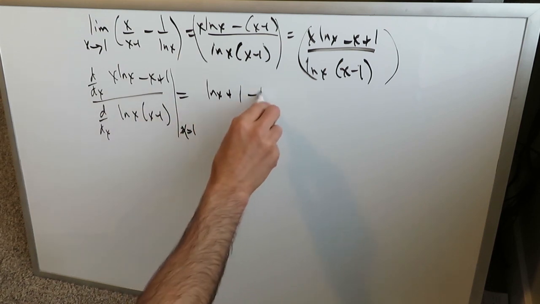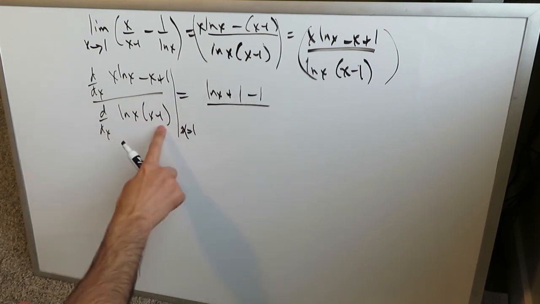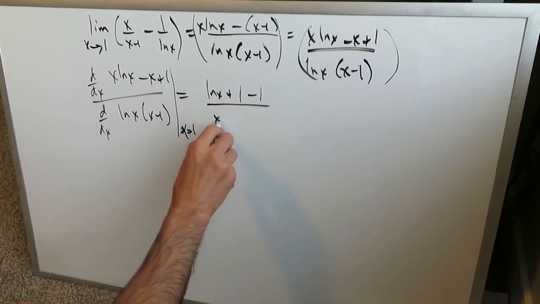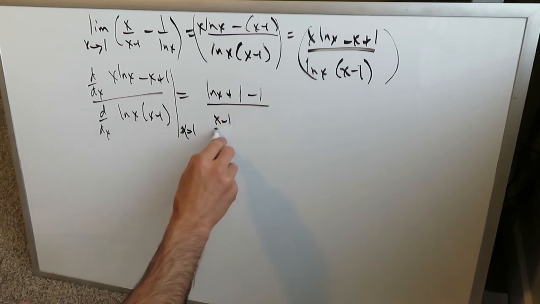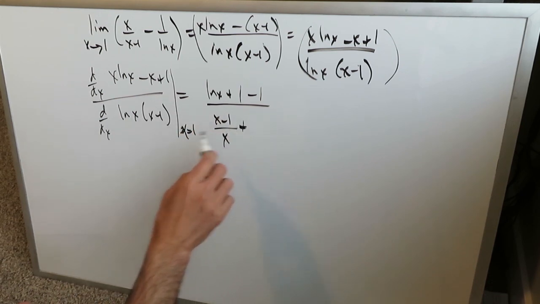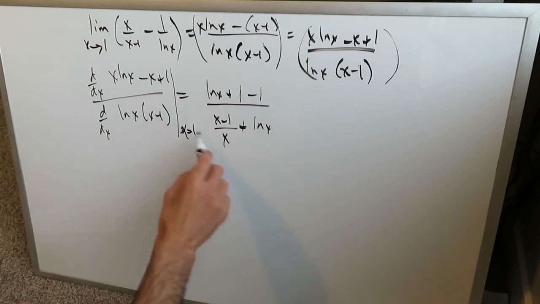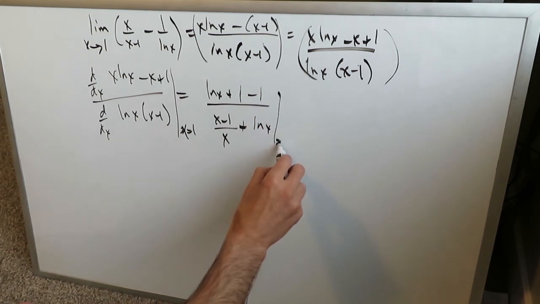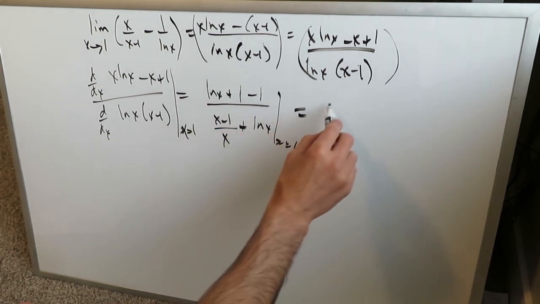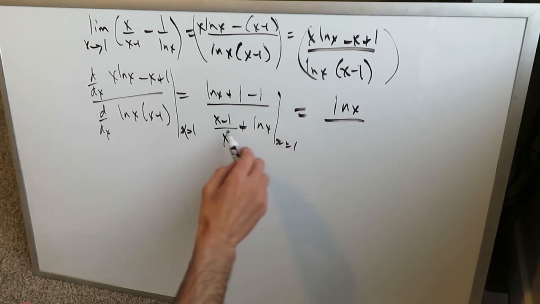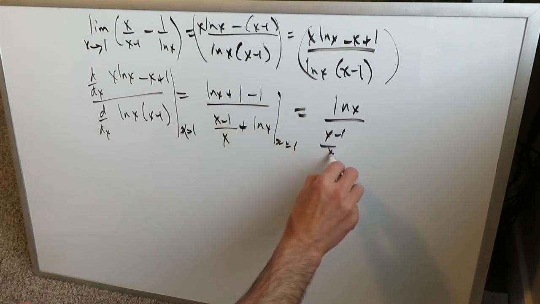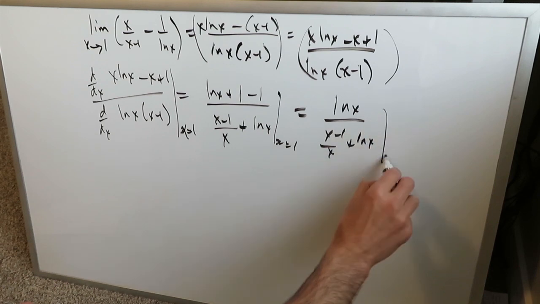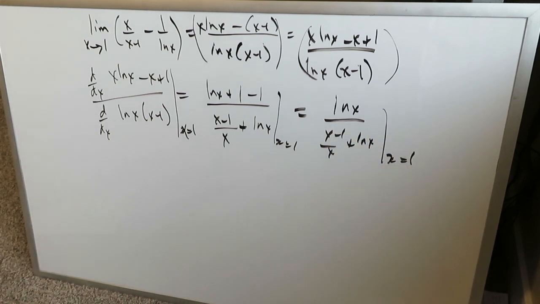Derivative of minus x is a minus 1, right? Here in the denominator, we'll have x minus 1 times the derivative of natural log x, which is 1 over x, plus natural log x times the derivative of that, which is just going to be natural log x, and we can do x equals 1. Let's simplify what we have over here. We have natural log x over 1 minus 1 over x plus ln x, and that should technically allow us to put 1 over there.